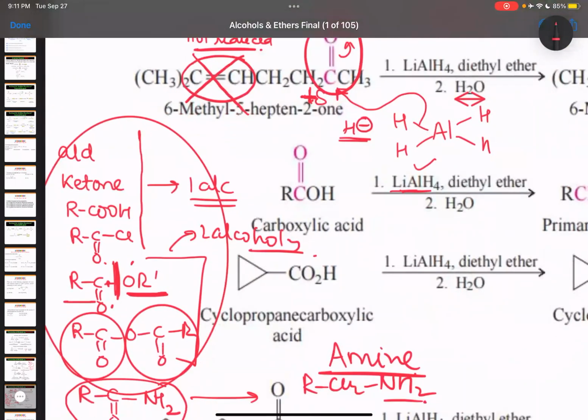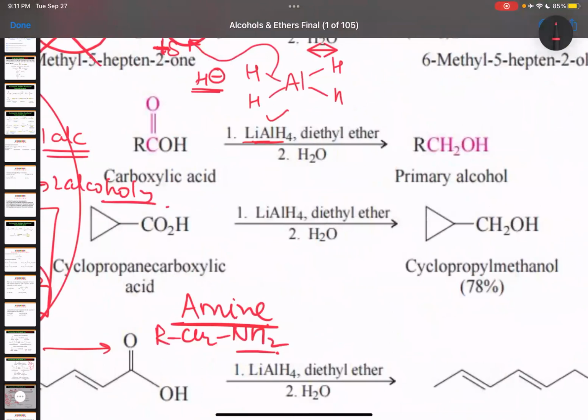But you don't use it directly on carboxylic acid, though they can reduce, because carboxylic acid has H plus, and LiAlH4 has H minus. Both will react and form hydrogen gas. So your LiAlH4 will go waste. You need to put extra LiAlH4 to reduce carboxylic acid.